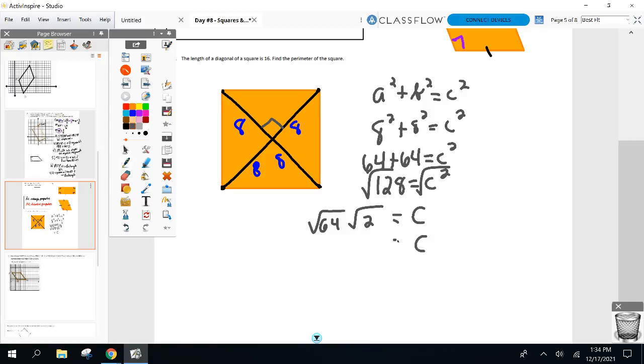So what's one side length? 8 radical 2, right?